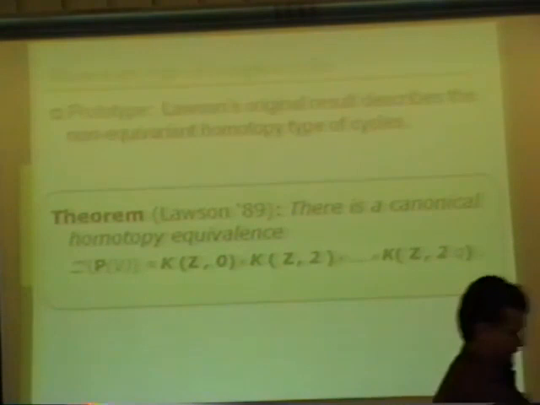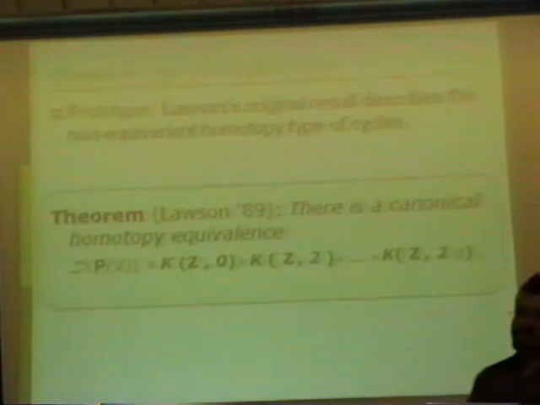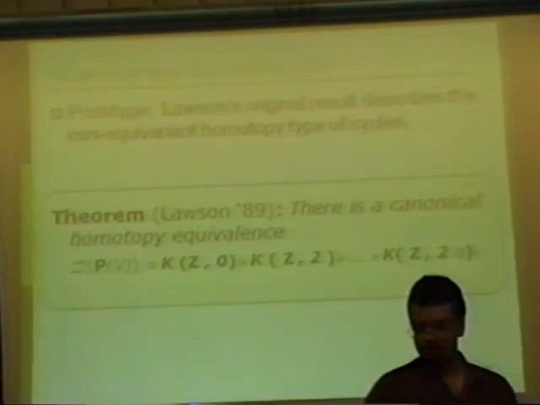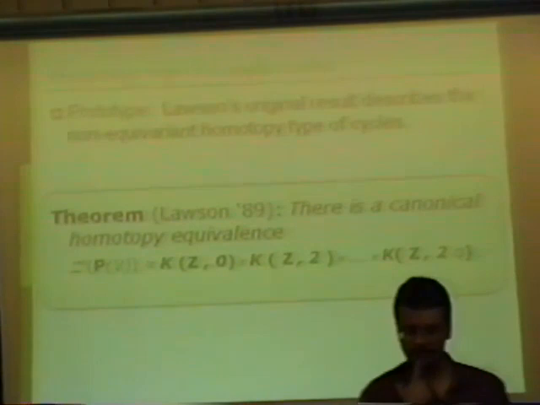if you look at complex cycles, so not real cycles, not quaternionic cycles, the space of cycles has no equivariant point. It splits naturally, canonically, as a product of K(Z,0), K(Z,2), ..., K(Z,2q), where q is the codimension of the cycles. So, in fact, this means basically that the homotopy groups of the cycle space only occur in even dimension, those of the K(Z). I will explain a little bit later how that homotopy equivalence arises.